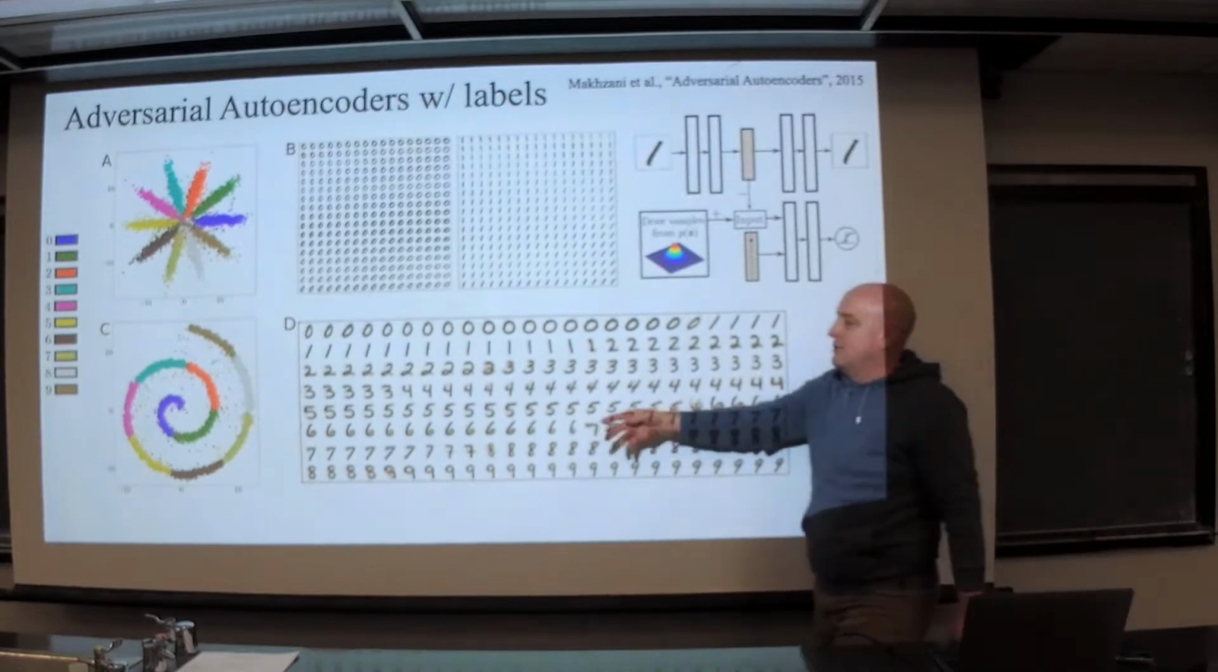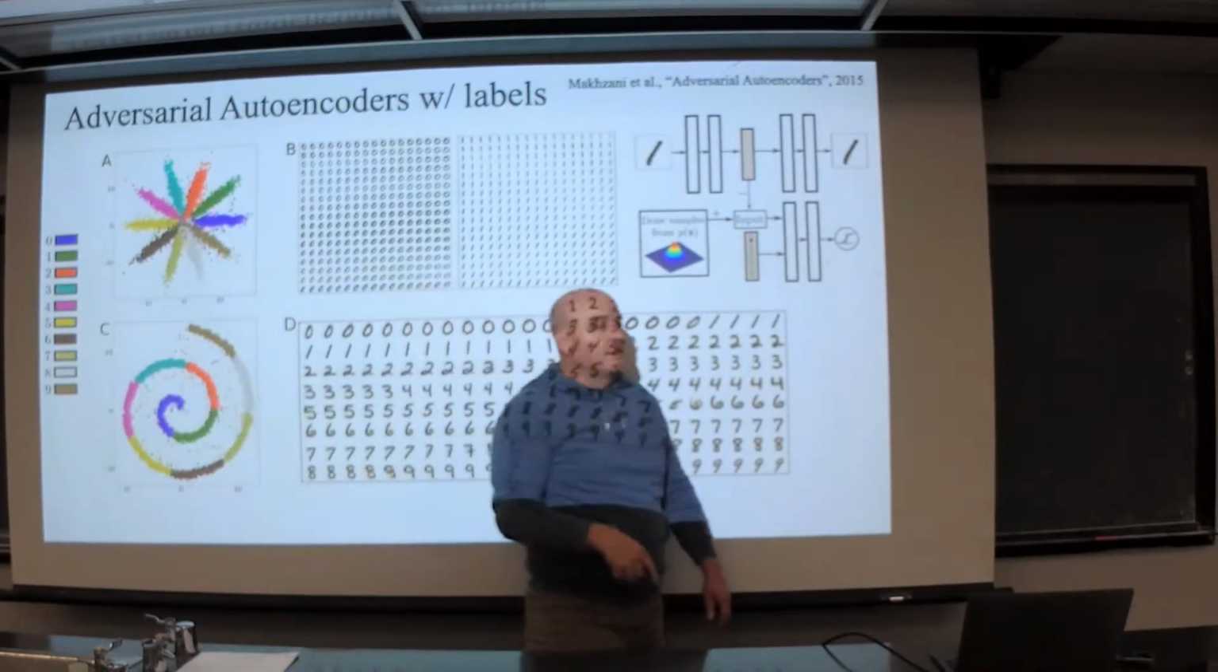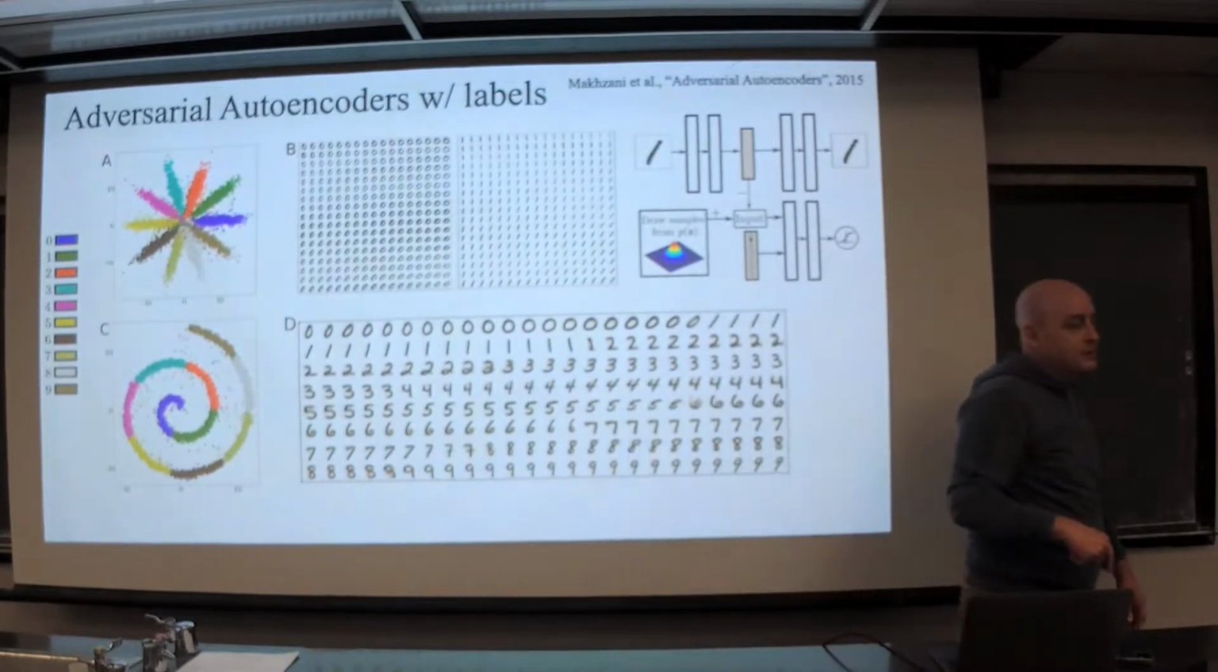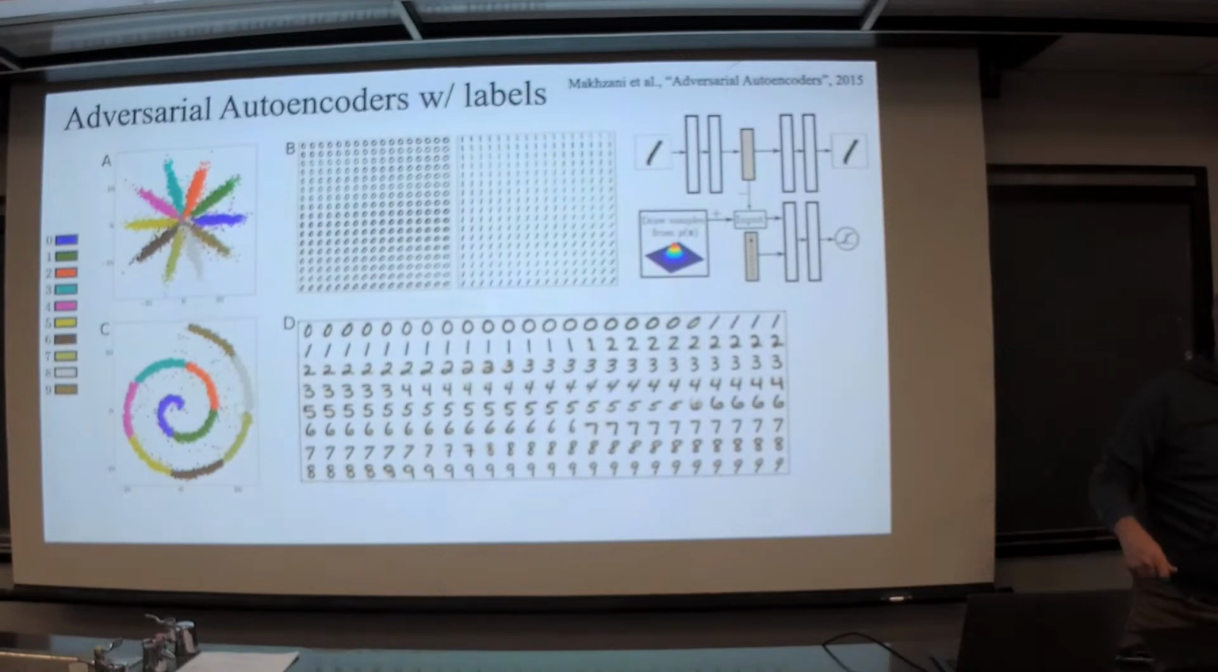And here's just another kind of goofy example: what if you forced your latent space to look like this logarithmic spiral? How would it use that latent space to do that? Well, it can use it like that, yeah.